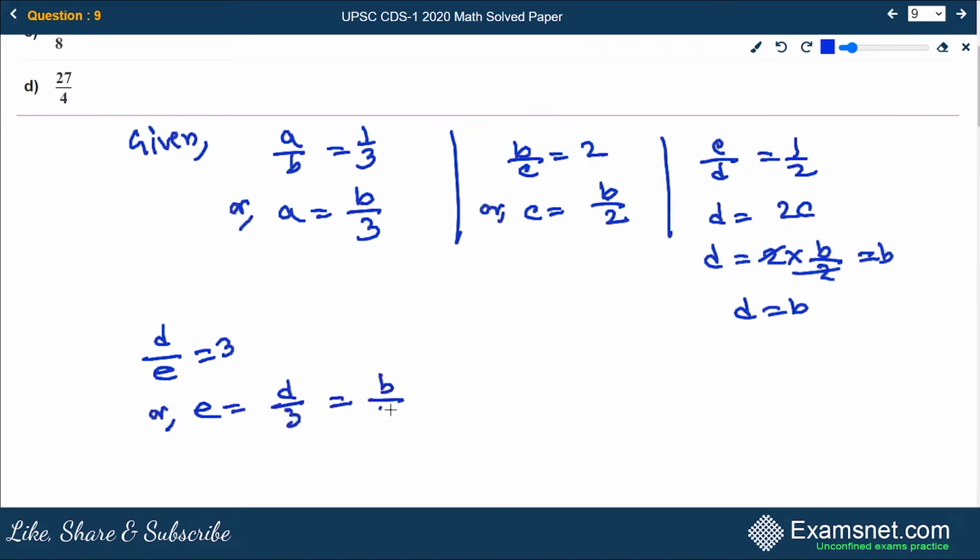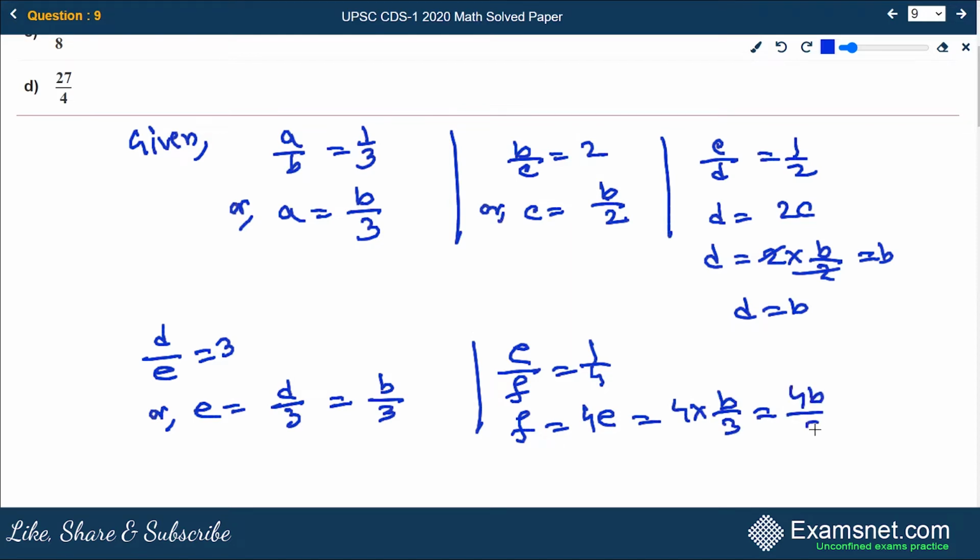That will also become D by 3. And here E by F equals 1/4, so F equals 4E. Now let's put the value of E here. So B by 3 will become 4B by 3. So we got the value of A, C, D, E, F in terms of B, correct?